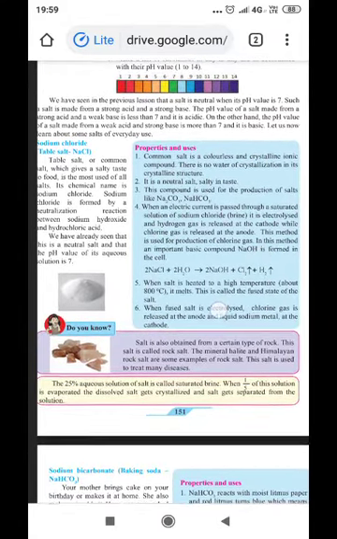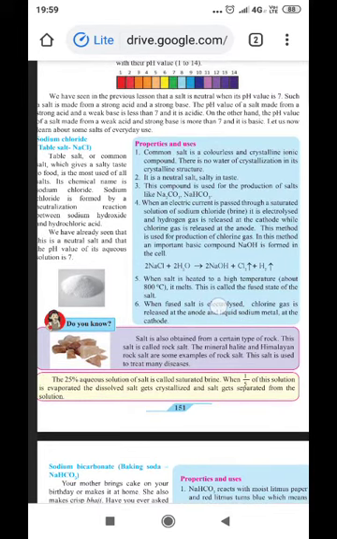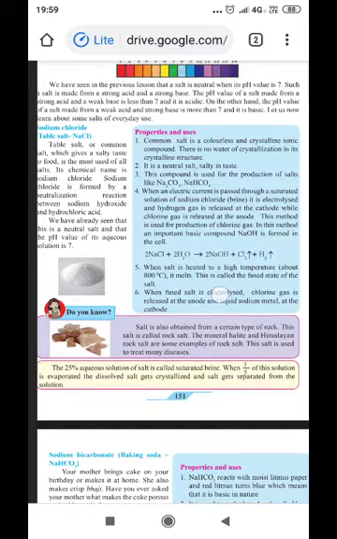You have seen in the previous lesson that a salt is neutral when the pH value is 7. Such a salt is made up of a strong acid and a strong base. The pH value of a salt made from a strong acid and a weak base is less than 7 and it is acidic. On the other hand, the pH value of a salt made from a weak acid and a strong base is more than 7 and it is basic. Let us now learn about some salts of everyday use.